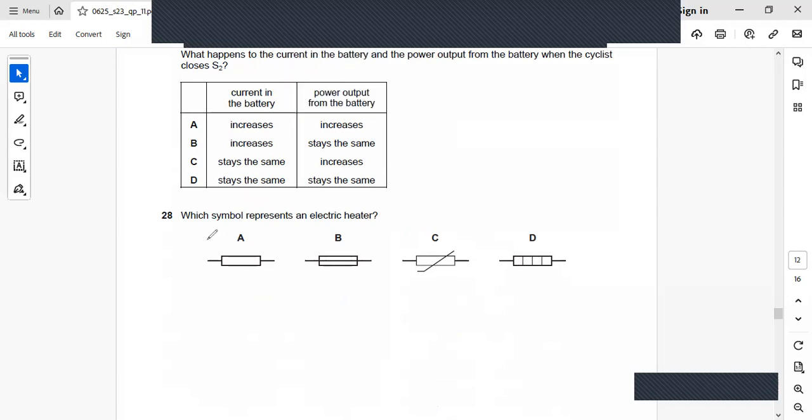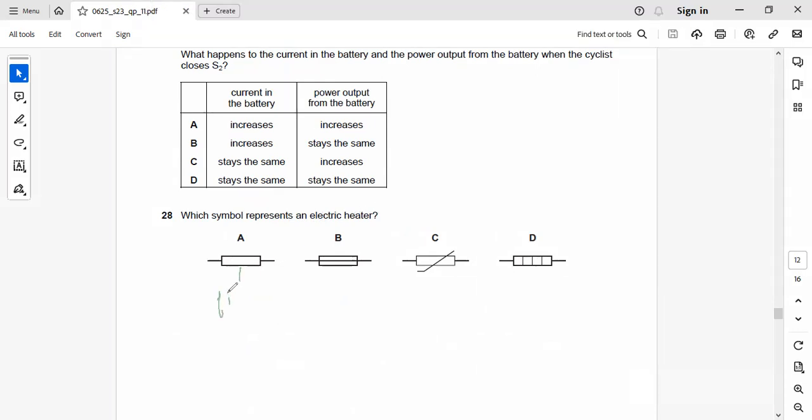So we move to next question. Which symbol represents an electric heater? So this is the symbol for fixed resistor. Next, this is the symbol for fuse. And this is the symbol for thermistor. And this is the symbol for electric heater. So the right answer is D.